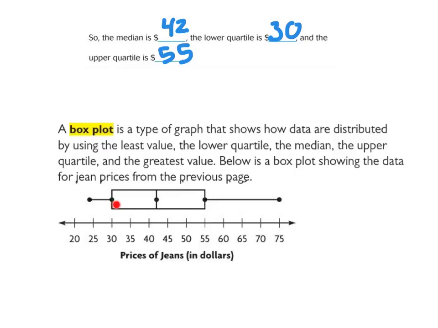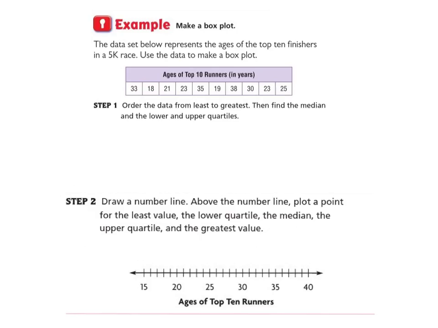Then they said, well, what was the lowest price jean? It was, I think, $24. What was the highest price jean? Was $75. And then they drew their whiskers out from the box plot. Now, I have done box plots in college. When I was going to college, we did box plots about different data relating to education. So this is something that you're actually going to use, especially in college. So to know how to read and to draw one is very, very important.